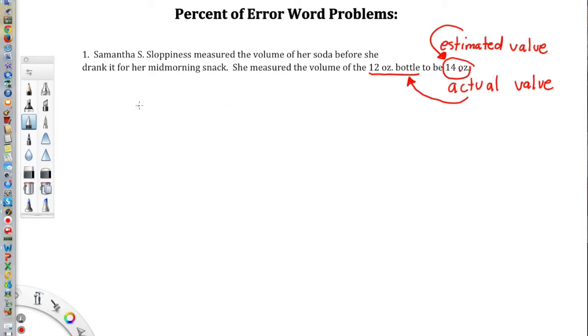Well, how do we find the percent of error? Once again, we need to find the difference of values.